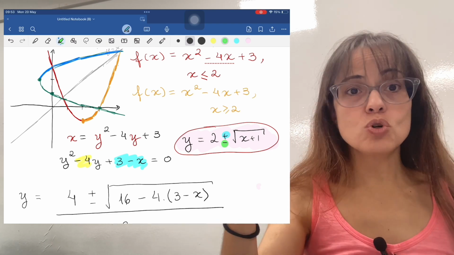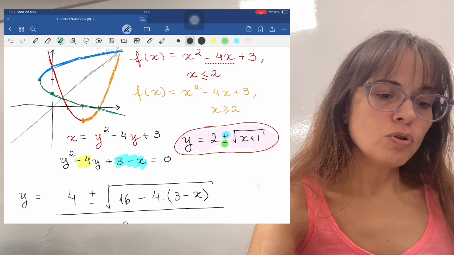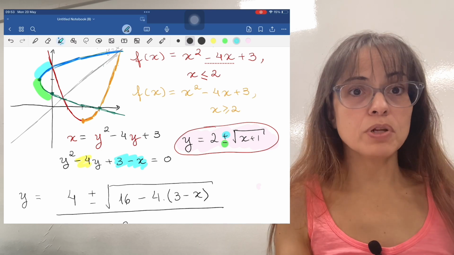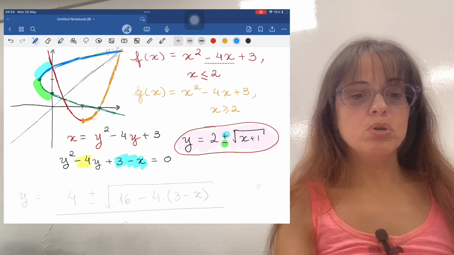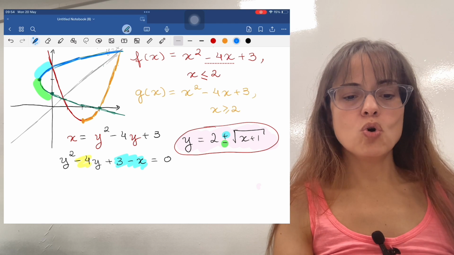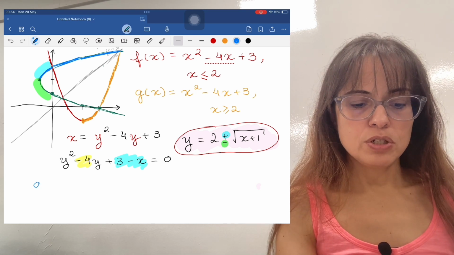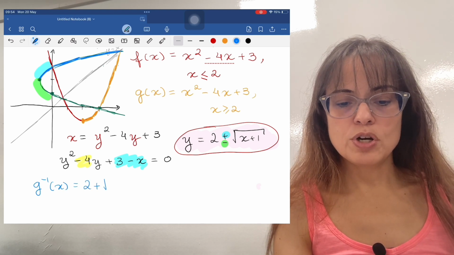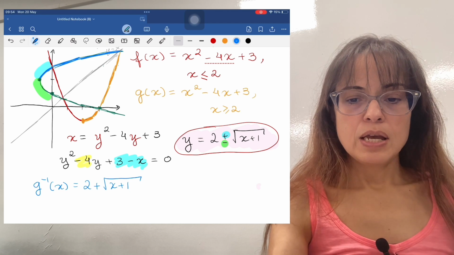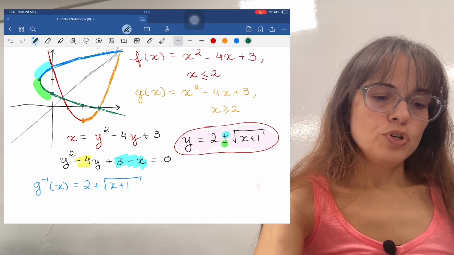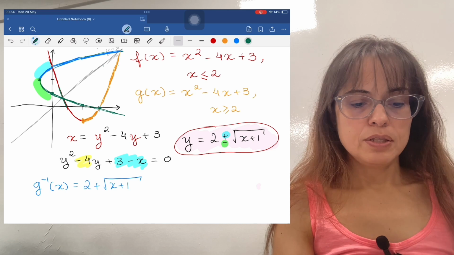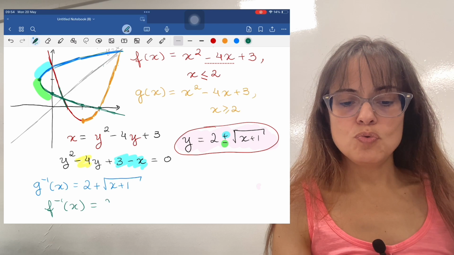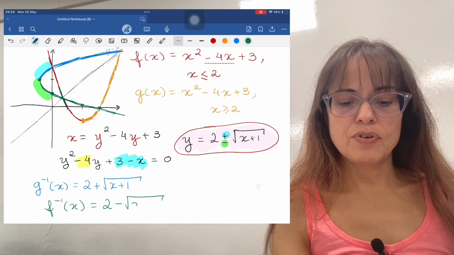It's just because plus goes up and minus goes down. And look, the green function is going down, the blue function is going up. So the blue is the plus and the green is the minus. Well, the blue is the inverse of the orange. So that is going to be the G inverse function, which is going to be 2 plus the square root of x plus 1. And then the green function, which is the inverse of the red function, that is going to be the F inverse function, which is 2 minus the square root of x plus 1.